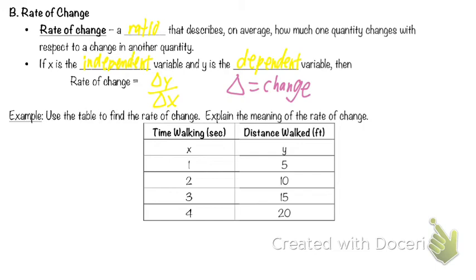So, use the table to find the rate of change and explain the meaning of the rate of change. So here we have the time walking in seconds, so someone walking, and they have the distance in feet that they walked. So they're saying when you walked 1 second, a person walked 5 feet. When a person walked for 2 seconds, they walked 10 feet. When a person walked for 3 seconds, they walked 15. And 4 seconds, they walked 20 feet. So we can find the average rate of change for time walking and distance walked.